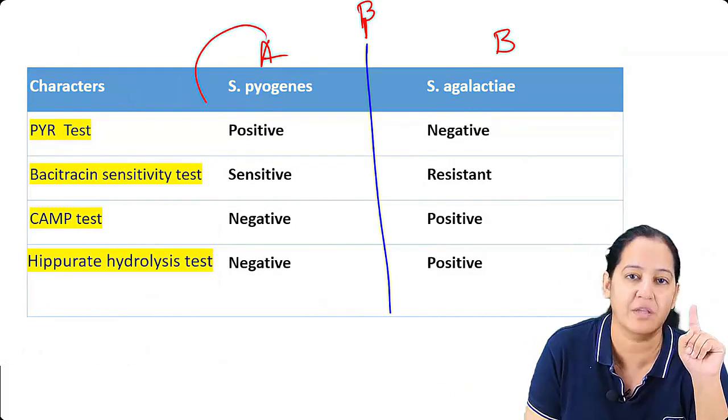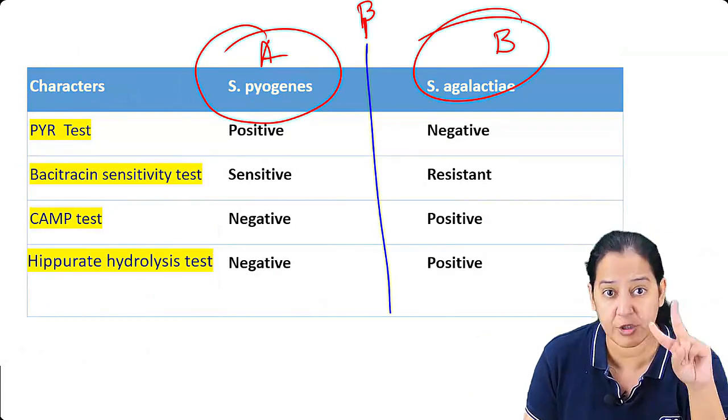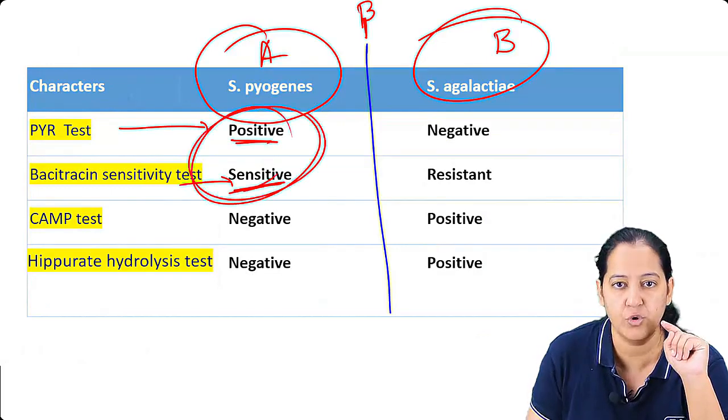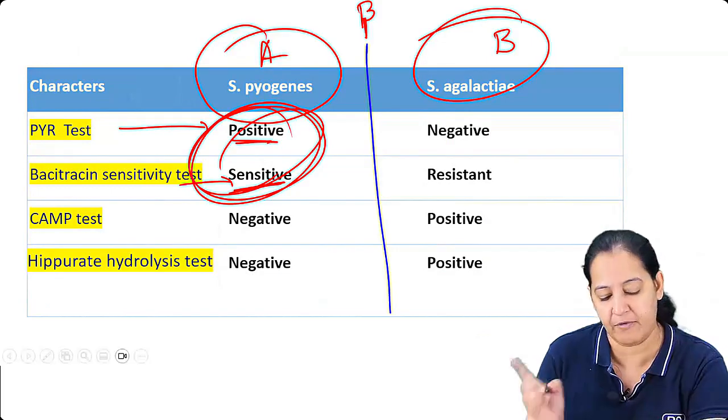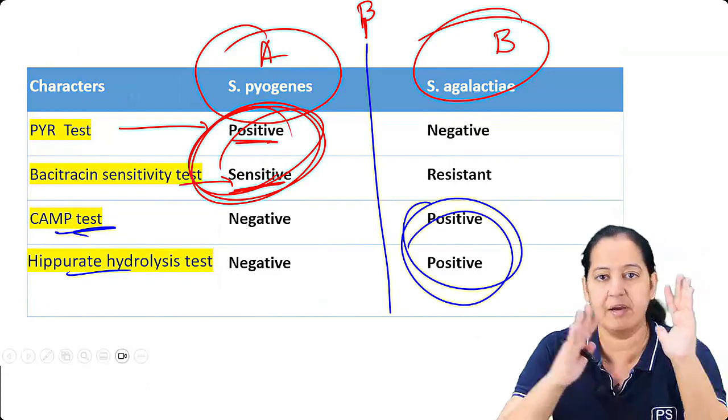ग्रुप ए का नाम याद करो, पायोजन। ग्रुप बी का नाम याद करो, ए गैलेक्टी। ठीक है, ग्रुप ए की 2 unique properties, PYR positive, bacitracin sensitive, the 2 unique properties of group A. Learn 2 unique properties of group B, CAMP positive, hippurate positive. Learn 2 unique here, 2 unique here, है ना?